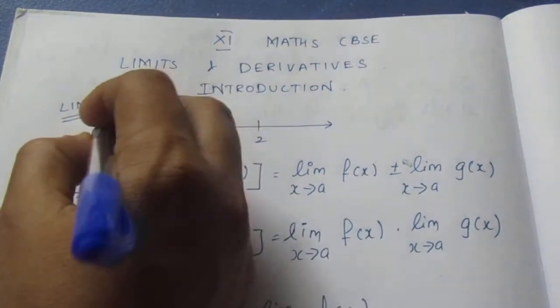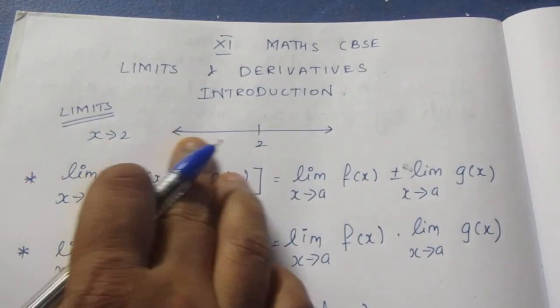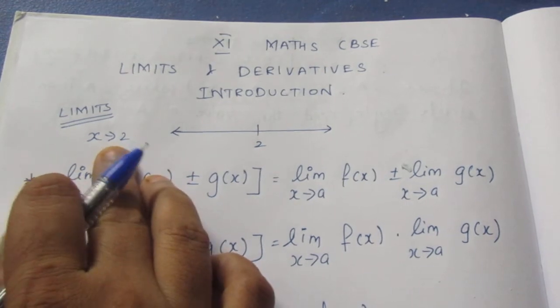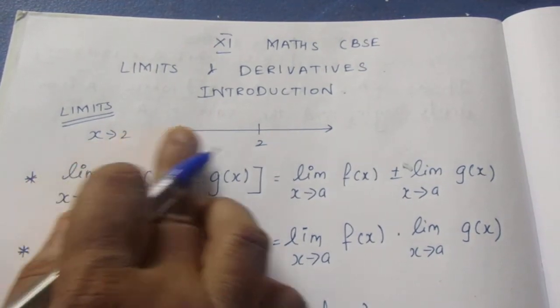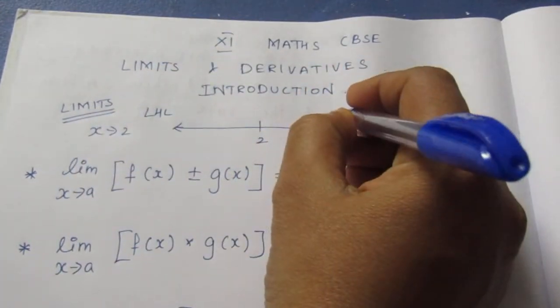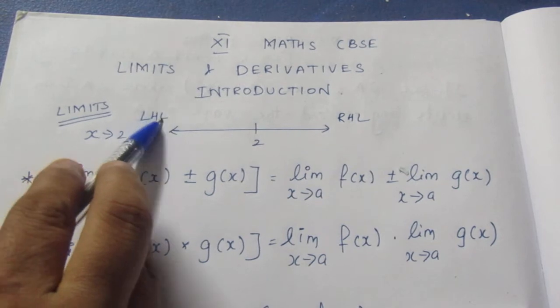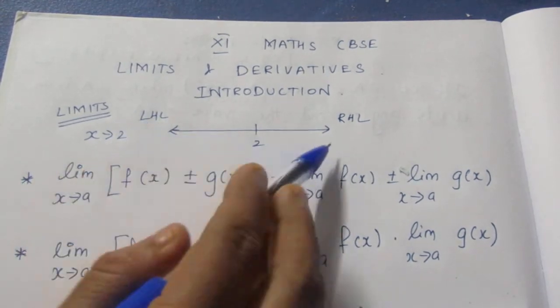If I write x tends to 2 in this case, x is reaching to 2. X is not actually equal to 2, but x is reaching to 2. This is your left hand side and this will be your right hand side. I am writing this to be LHL. That means left hand limit, your right hand limit.